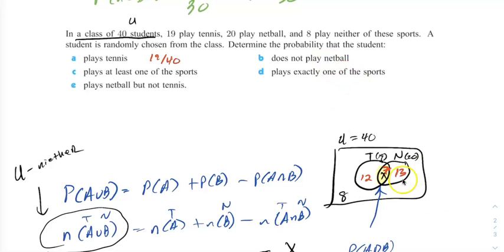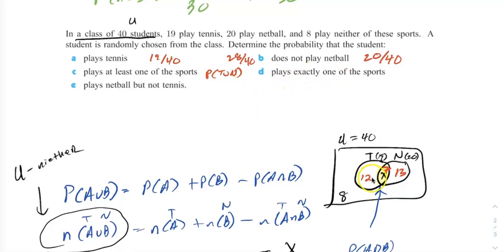Does not play netball? Well, netball is right here, and I don't want that, so it'll be 12 and 8, so 20 over 40. Plays at least one sport. That means you can play one sport or 2 sports. At least one sport is essentially just A union B, in this case tennis union netball, which is 28 out of 40.